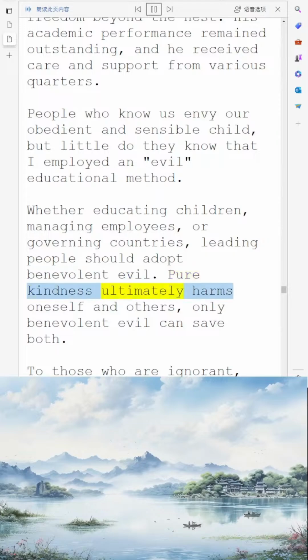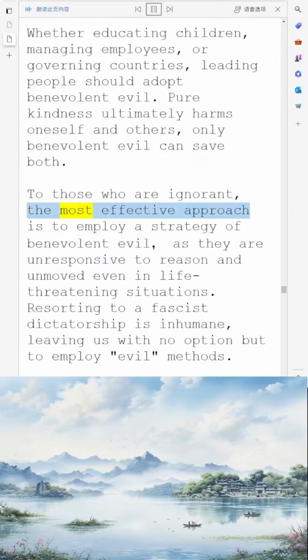Pure kindness ultimately harms oneself and others. Only benevolent evil can save both. To those who are ignorant, the most effective approach is to employ a strategy of benevolent evil as they are unresponsive to reason and unmoved even in life-threatening situations. Resorting to a fascist dictatorship is inhumane, leaving us with no option but to employ evil methods.